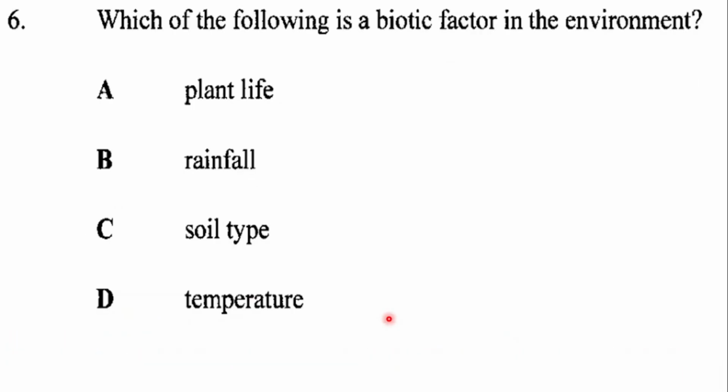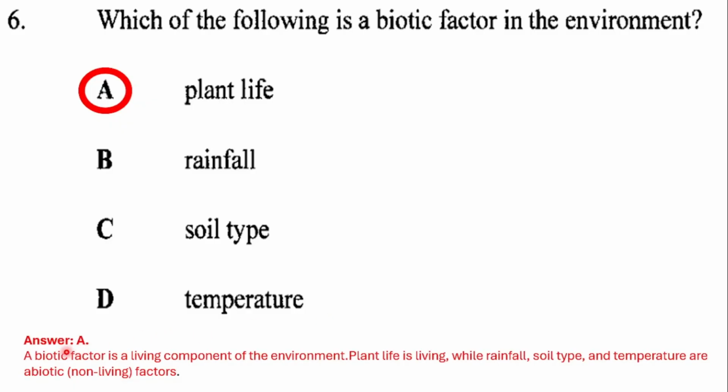Let's move on to question number 6. And question number 6 says, which of the following is a biotic factor in the environment? Is it plant life, rainfall, soil type, or temperature? The correct answer is definitely going to be A, plant life, because when we're talking about a biotic factor, it is a living component of the environment. Plant life is living, while rainfall, soil type, and temperature are abiotic factors, non-living factors.